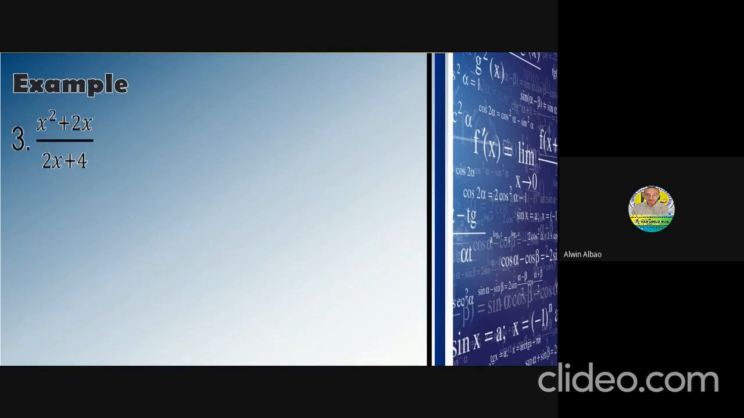Example number 3, we have x squared plus 2x over 2x plus 4. So, kung mapapansin natin, yung numerator at denominator natin is factoring of greatest common monomial factor. Okay, so we have greatest common monomial factor gagamitin. So, ang GCF ng ating numerator is x. X squared divide natin sa x is x, and then 2x divide natin sa x is 2.